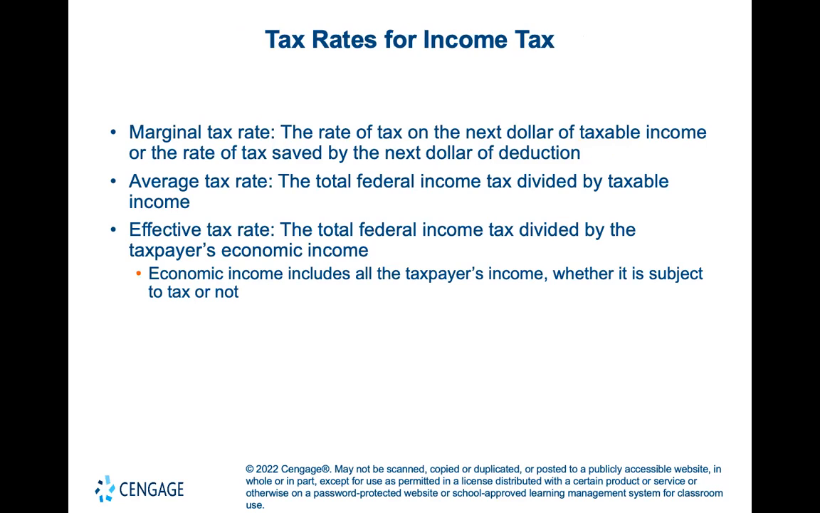So, tax rates for income tax. The marginal tax rate is the rate of tax on the next dollar of taxable income, or the rate of tax saved by the next dollar of deduction. Average tax rate is the federal income tax divided by taxable income. Effective tax rate is the total federal income tax divided by the taxpayer's economic income. Economic income includes all the taxpayer's income, whether it is subject to tax or not.